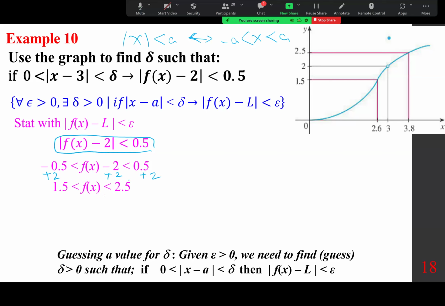And of course, you can read it from the graph, okay? But the purpose of that is to show you, if the graph is not given and you have to figure it out from here, this is the process.